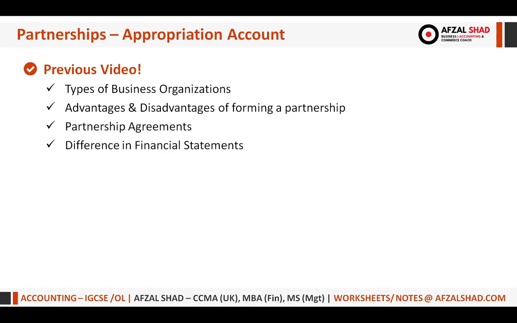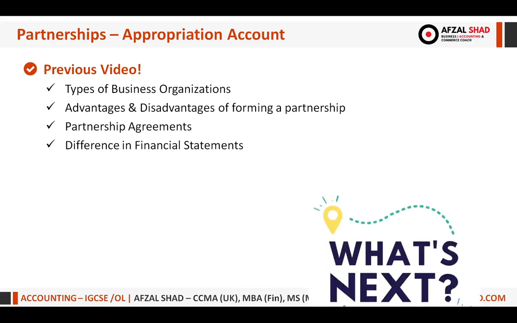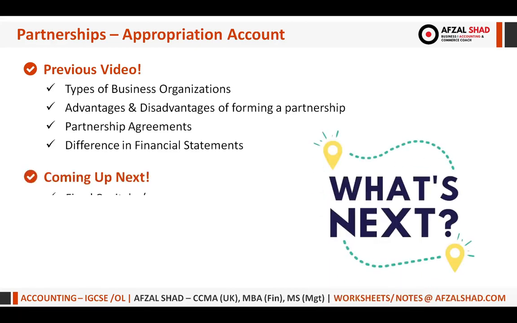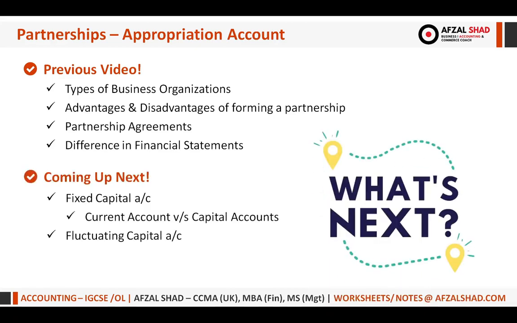In the previous video we discussed the types of business organization, advantages, disadvantages, partnership agreement and the difference in the financial statements. Now what's next? After this video, fixed capital, fluctuating capital and some questions from the past papers. We are going to discuss the fixed capital account, the current account versus the capital account in detail, then fluctuating capital, and we are going to solve some of the questions from the past papers or from the exercise.